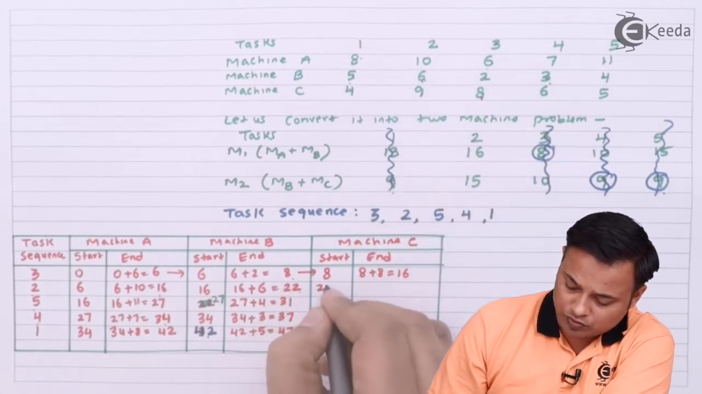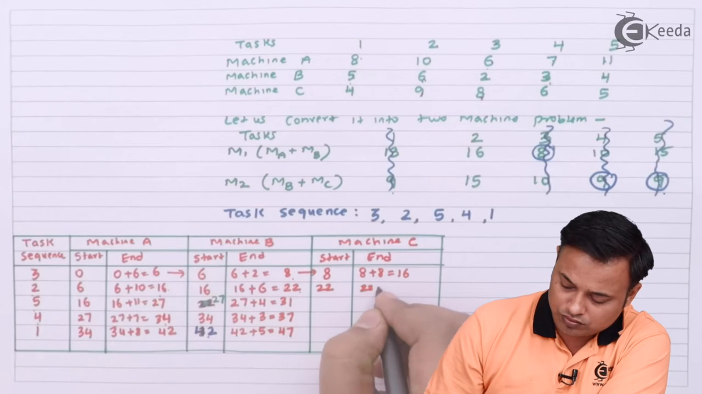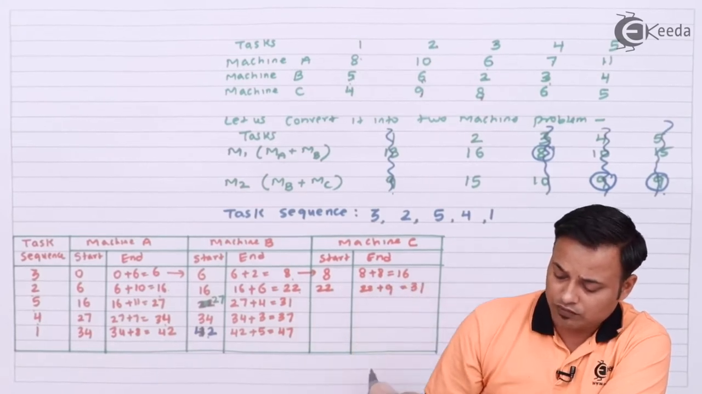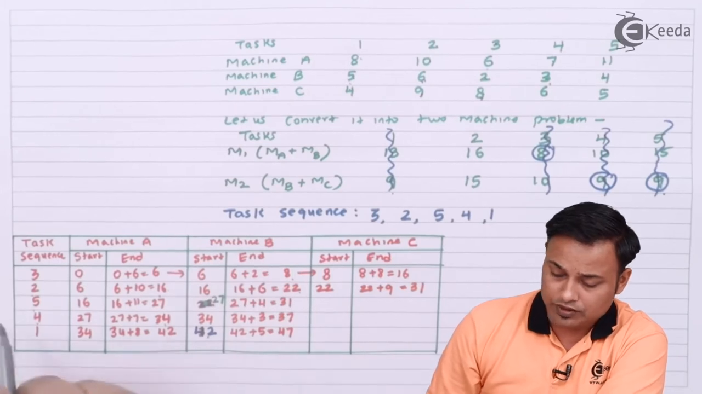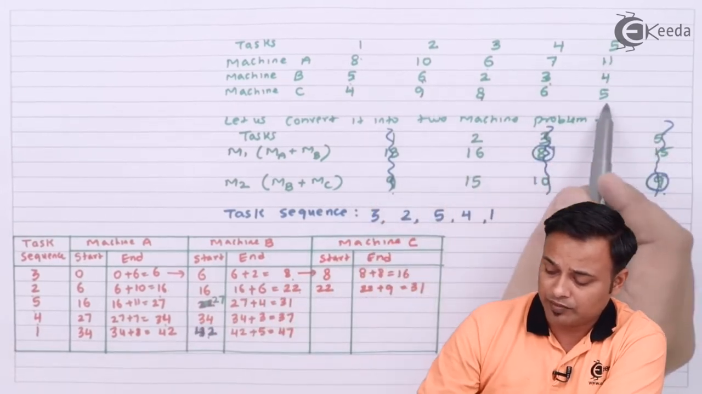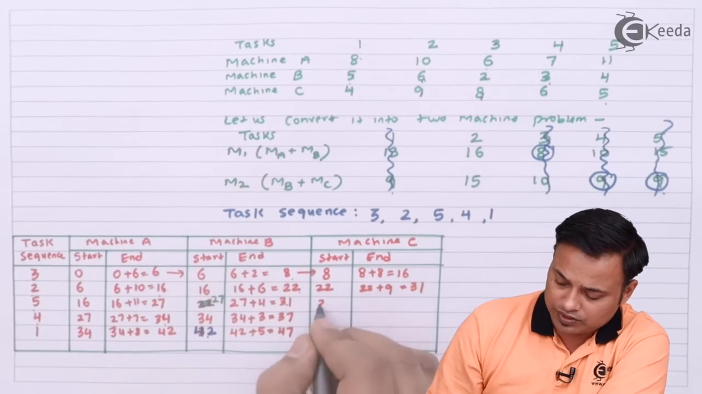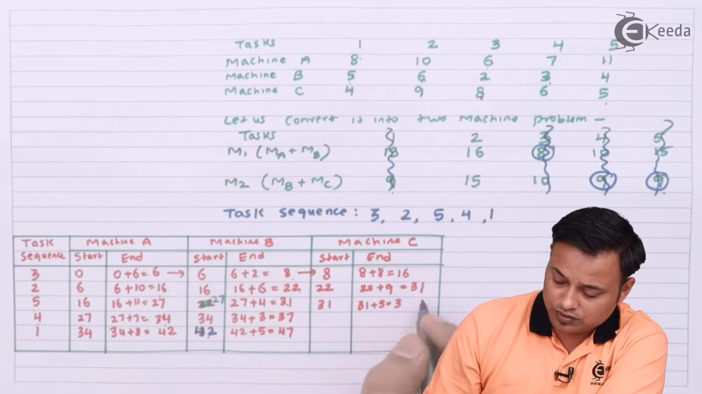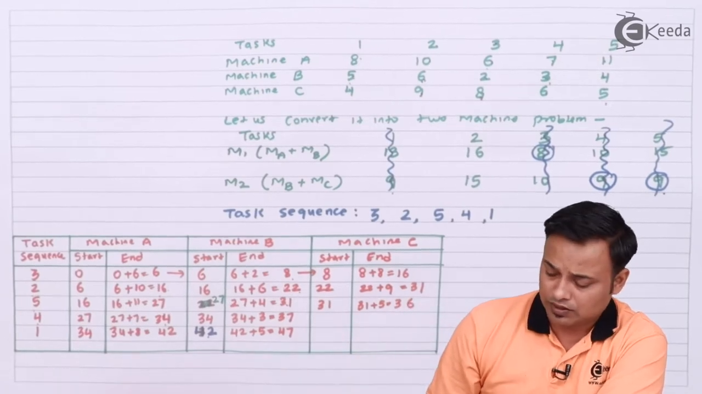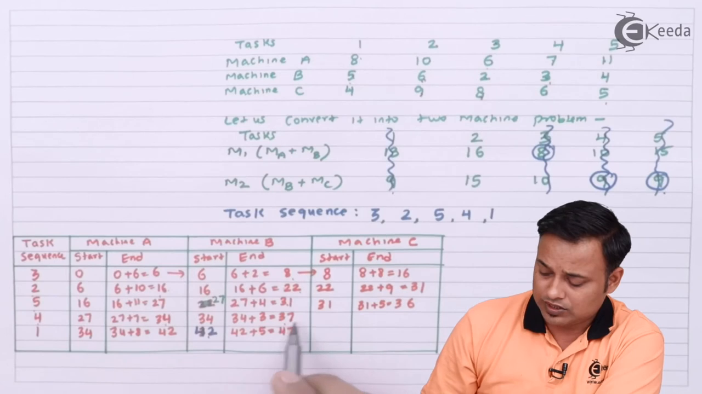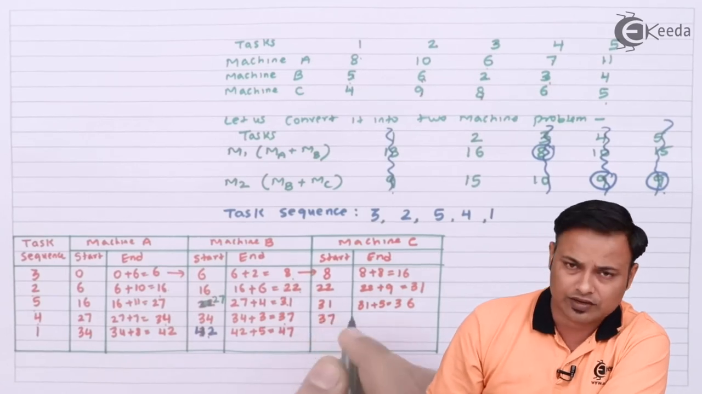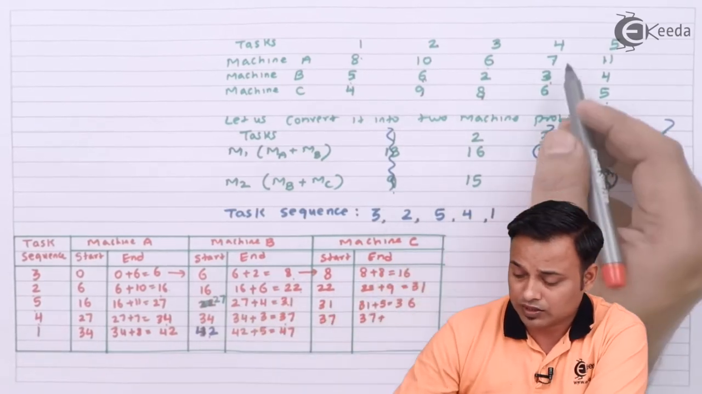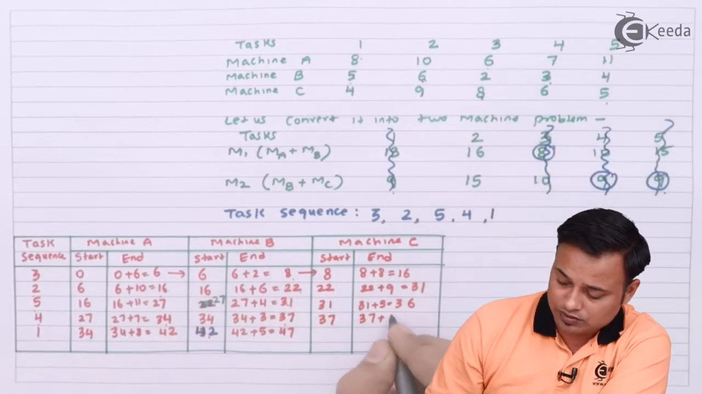16 or 22 whichever is more mein aayega, 22 plus 9 will be 31. Next is job 5. Job 5 mein aapko lagta hai 5 minutes. 31 or 31 whichever aaye mein 31 aayega. 31 plus 5, 36. Next is job 4. 37 or 36 whichever aaye mein 37 aayega. 37 plus job 4 mein lagta hai aapko 6 minutes.